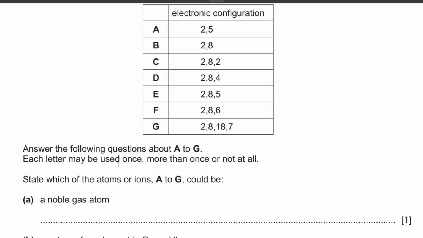So what we are going to look at is electronic configuration that has a complete shell, because we know our noble gases, they have a complete electronic configuration. So here our answer should be B. The electronic configuration is 2,8.